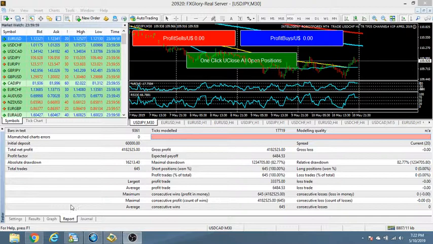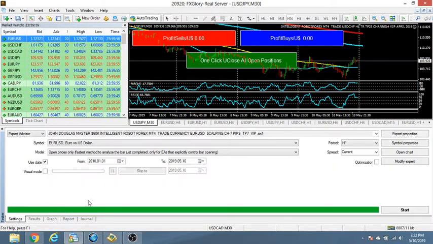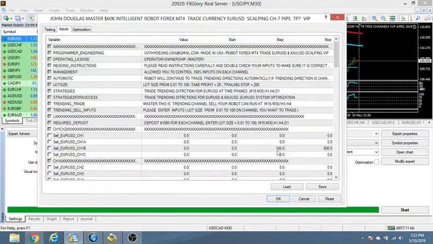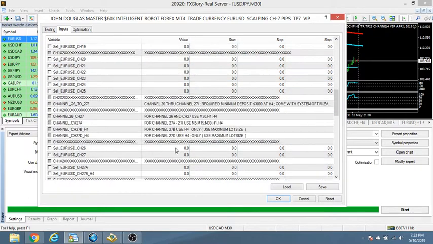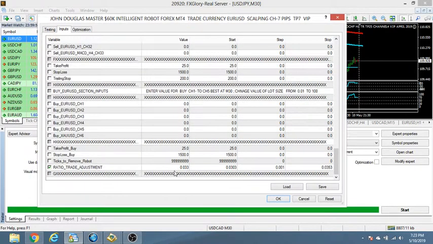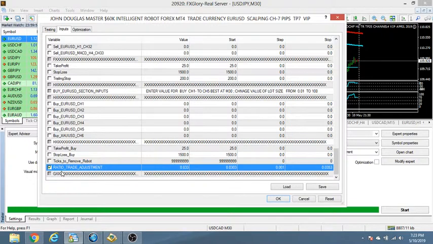The ratio trade adjustment is here. Let me show you. Right here is the ratio trade adjustment. It is a very important part. If you adjust the ratio trade wrong, it will enter too much or too little for the account. Example here.